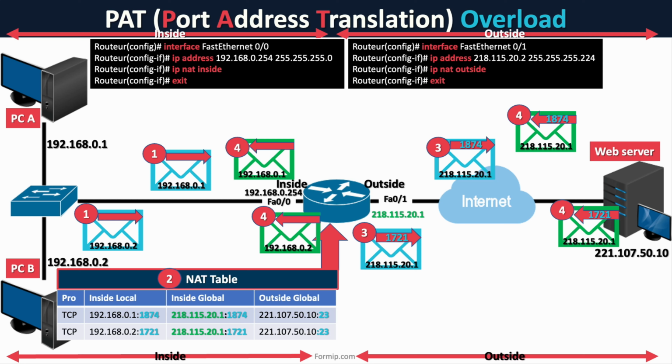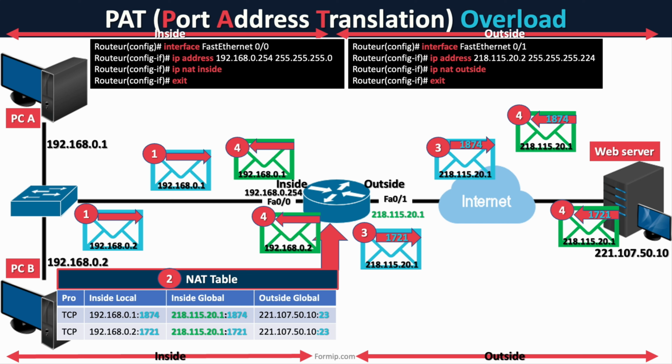On this topology, both PCs use the same public address to communicate with the web server. These are the TCP port numbers, which differentiate the packets from PCA from PCB. With this system, many internal hosts can share the same internal global address using many port numbers.